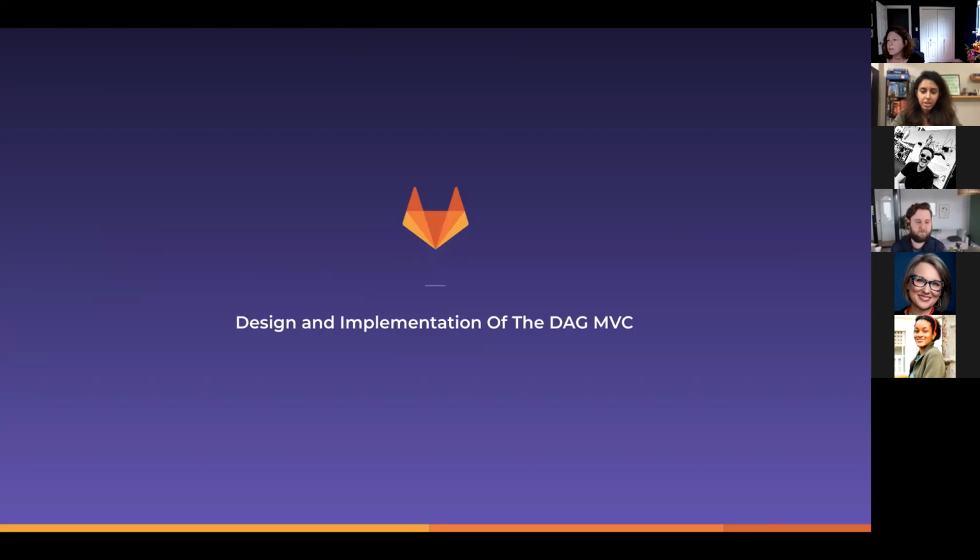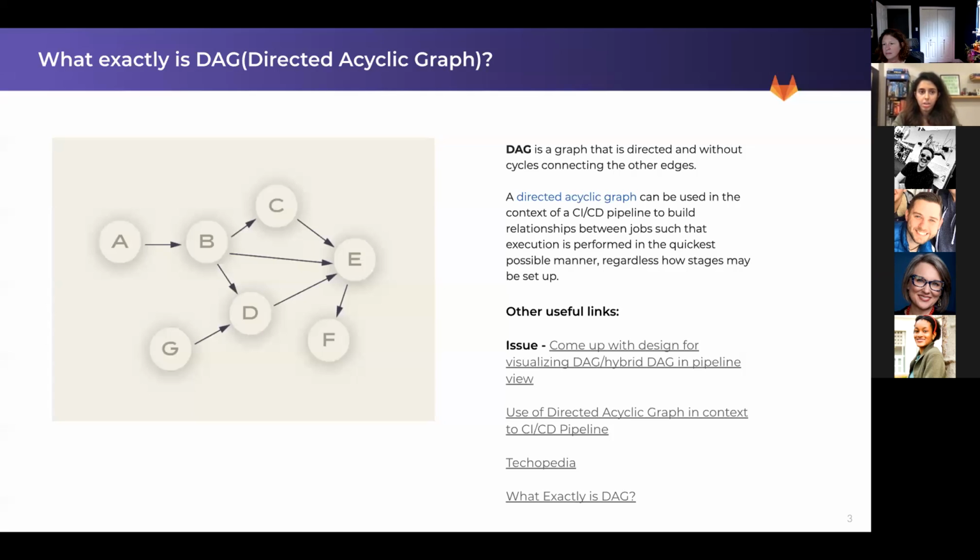Just to set the stage and the context, I'd be talking briefly about the design and implementation process that went behind this effort. So when it comes to DAG, a question that never gets old is what is DAG? The meaning of DAG is actually very meta to its name, which is directed acyclic graph. It's a graph which is directed and it doesn't have cycles connecting to the other edge.